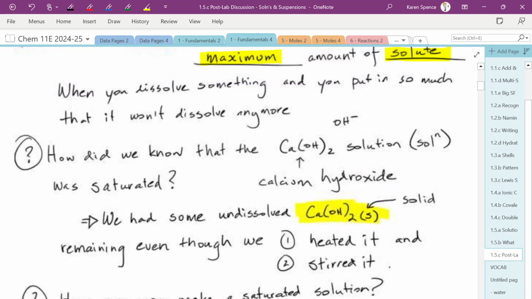How can you make a saturated solution? Well, basically, you just keep adding solute and stirring until what? Until no more dissolves, until you have some solid left over. So you add, you stir, you add, you stir, you add, you stir, and then you're like, oh, I'm still stirring and this won't go away. This solid is still here.